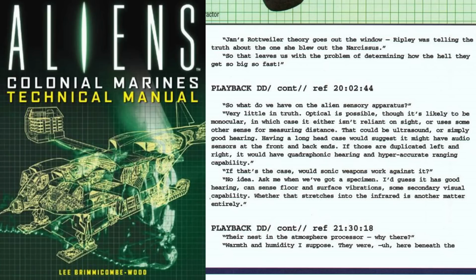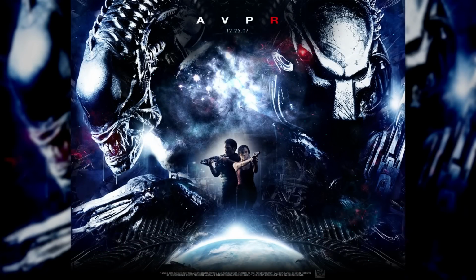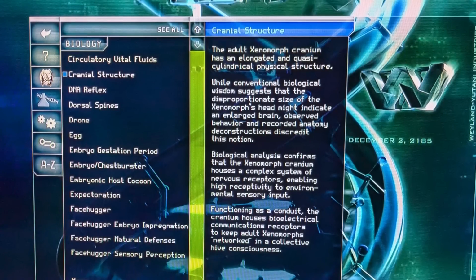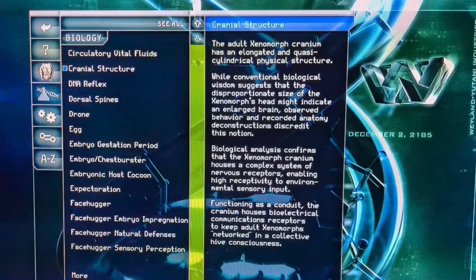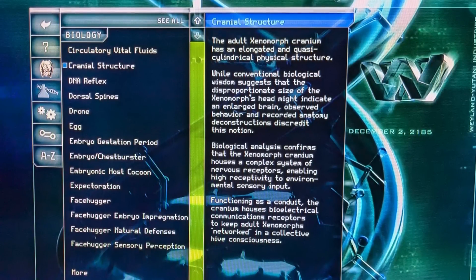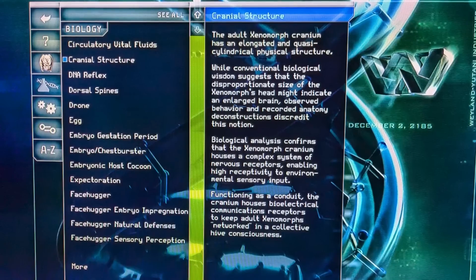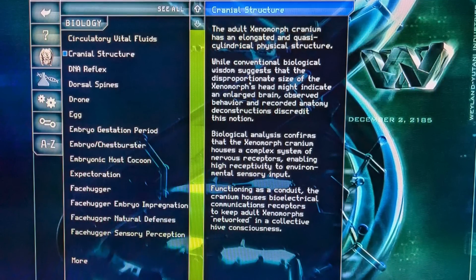Outside of the expanded universe materials, there's also some data from the AVP universe from the Weyland-Yutani archives on the Aliens vs. Predator Requiem Blu-ray, which states that the adult xenomorph cranium has an elongated and quasi-cylindrical physical structure. While conventional biological wisdom suggests that the disproportionate size of the xenomorph's head might indicate an enlarged brain, observed behavior and recorded anatomy deconstructions discredit this notion.